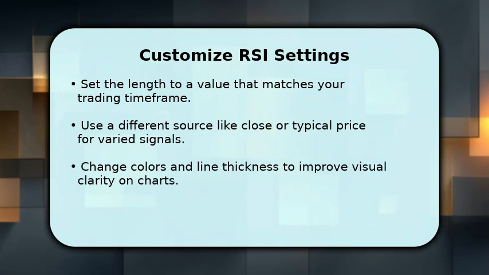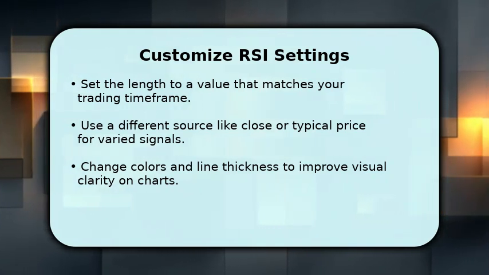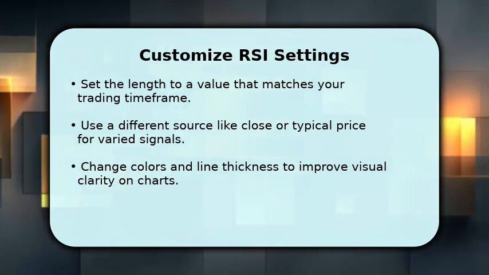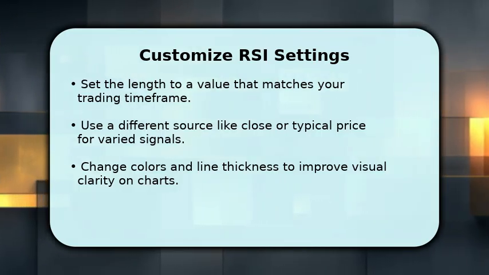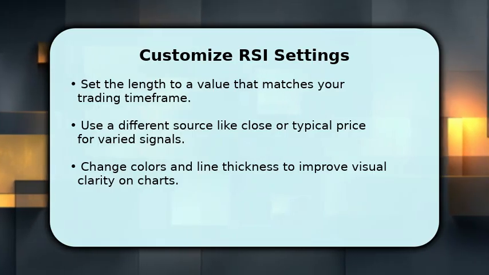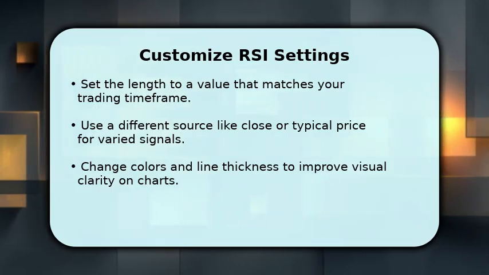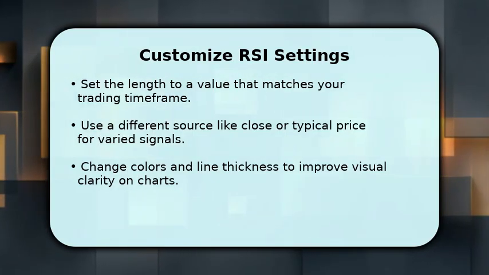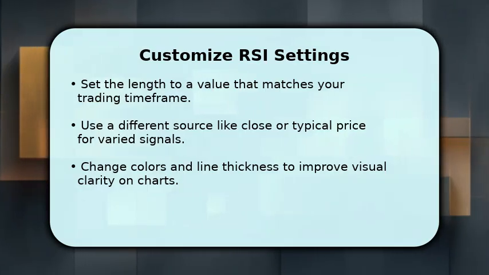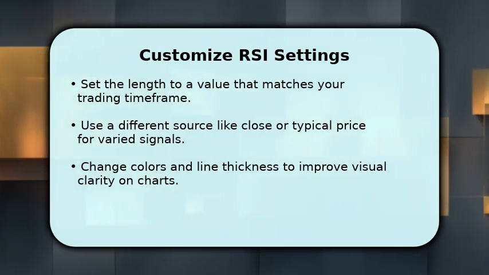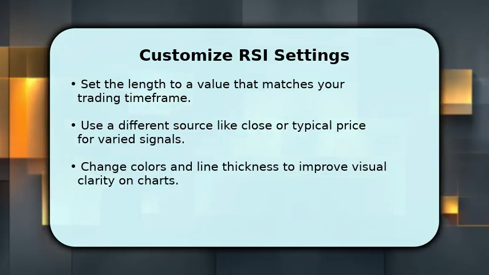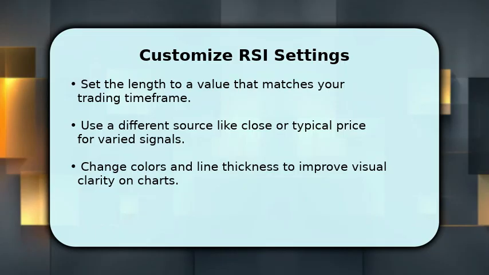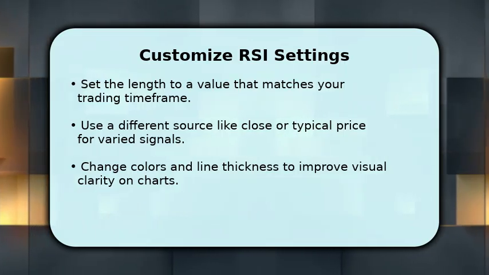Let's customize RSI so it fits your strategy and your chart view. Start with length adjustments. Lower values react faster while higher values smooth noise for longer trends. Try switching the source to close, HLC3, or typical price and observe signal differences. Add 70 and 30 lines for standard settings or 80 and 20 for stricter filters. Finally, update colors, thickness, and save this as your default template for future charts.